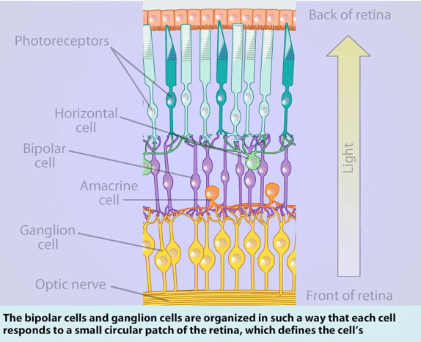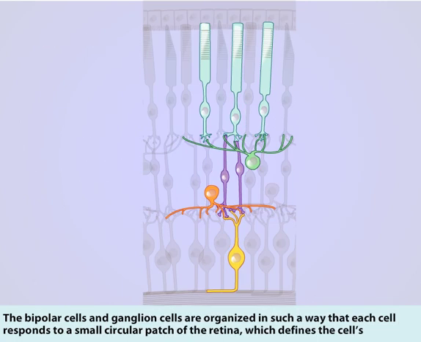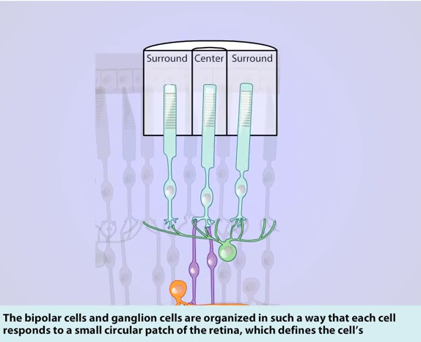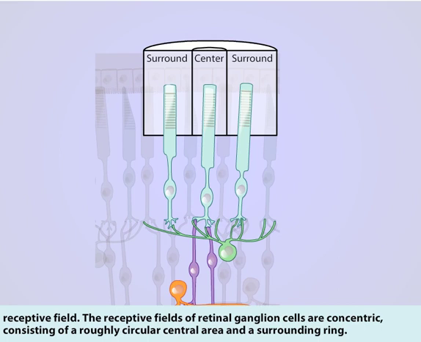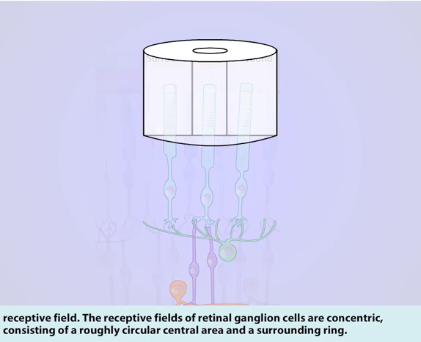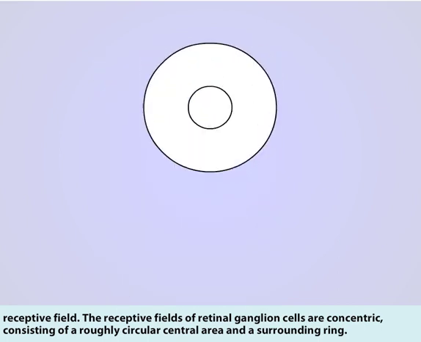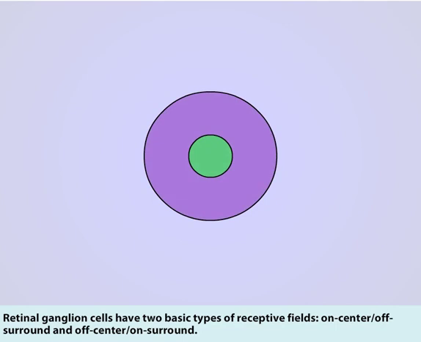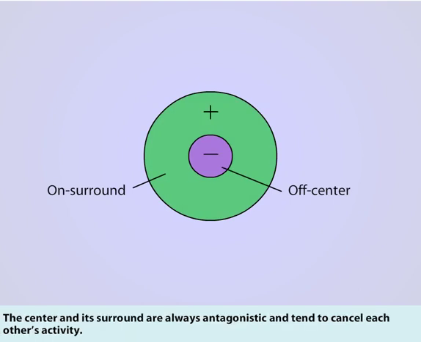The bipolar cells and ganglion cells are organized in such a way that each cell responds to a small circular patch of the retina, which defines the cell's receptive field. The receptive fields of retinal ganglion cells are concentric, consisting of a roughly circular central area and a surrounding ring. Retinal ganglion cells have two basic types of receptive fields: on-center off-surround and off-center on-surround. The center and its surround are always antagonistic and tend to cancel each other's activity.